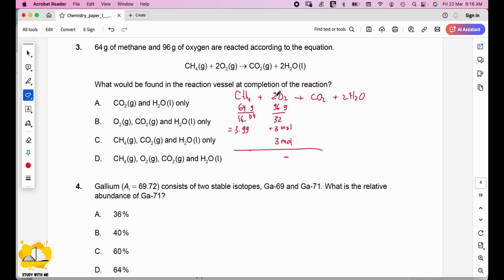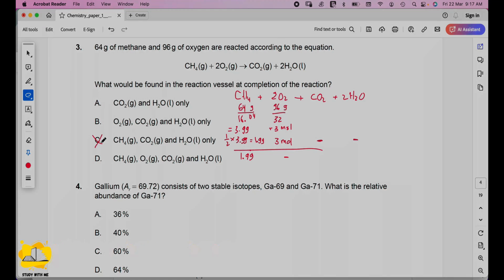Because the coefficients are not the same, 1.5 times 3.99 gives around 1.99. So 1.99 will be in excess. So this will be in the vessel, and this one will be in the vessel as well because these are the products. So the answer will be C.